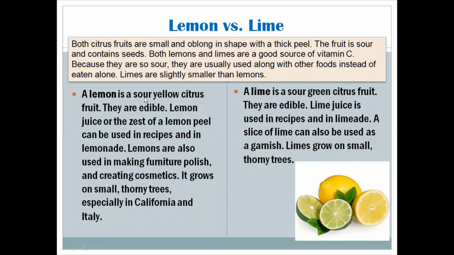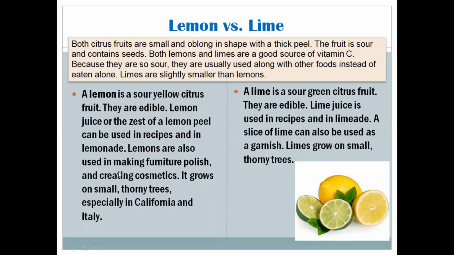So a lemon is a sour yellow citrus fruit. They are eatable. Lemon juice or zest of lemon peel can be used in recipes and lemonade. Lemons are also used in making furniture polish and creating cosmetics. It grows on small thorny trees, especially in California and Italy.